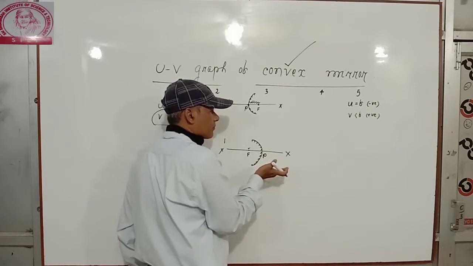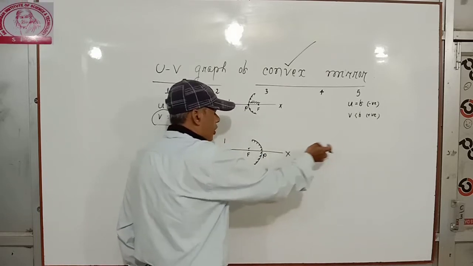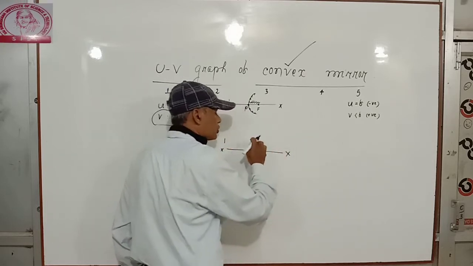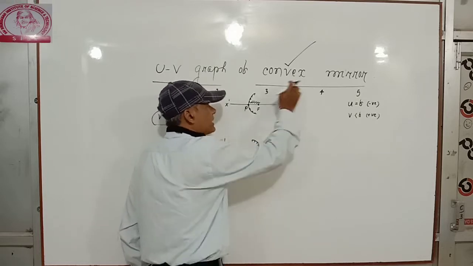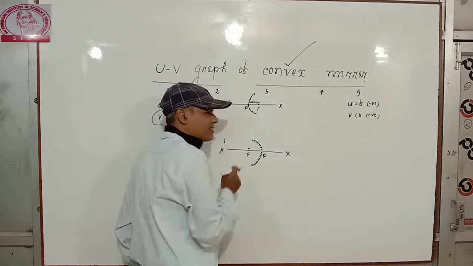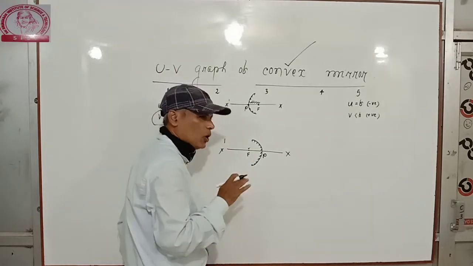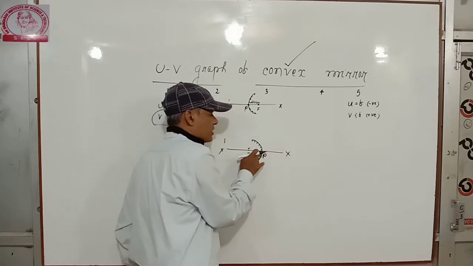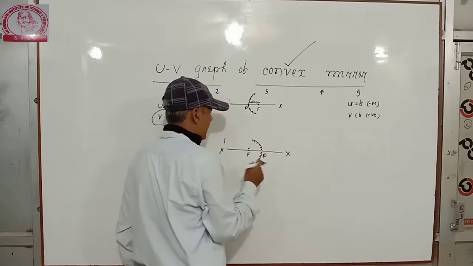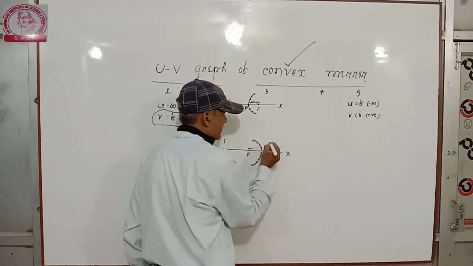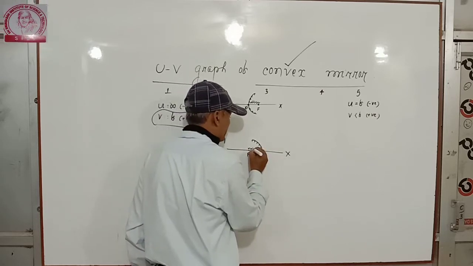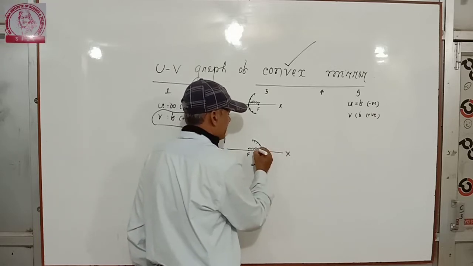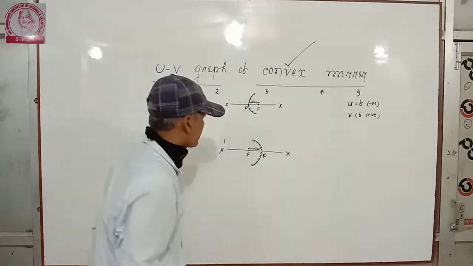Then the object came closer to the reflecting surface of the convex mirror. The image also moves closer towards the pole. That means in the second case the image will be formed here. In the third case the image will be formed here. In the fourth case the image will be formed here. In the fifth case the image will be formed here. This is the concept. Okay.